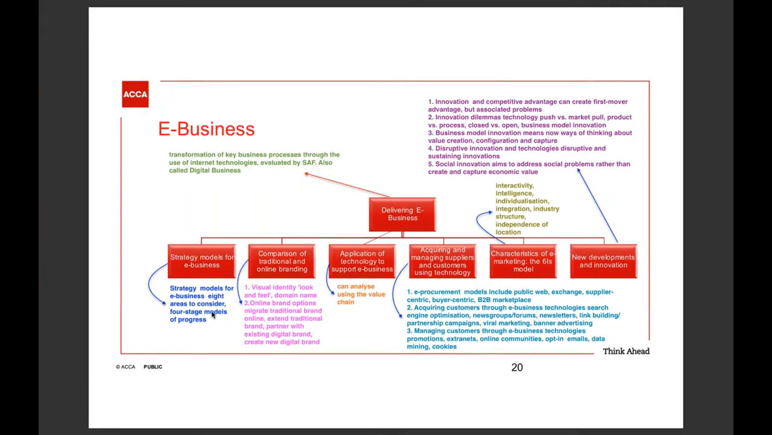Under this particular delivering e-business, you have strategy models for e-business. So if you decided to go for an e-business strategy, you are basically applying your internal and external electronic communications that will support and influence your corporate strategy. There are several areas that you may look at. These are 8 areas where organizations should review and select strategic options.